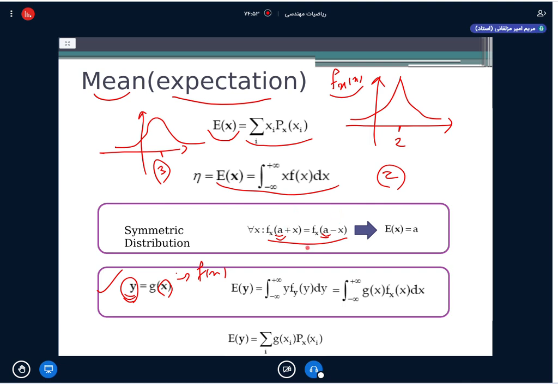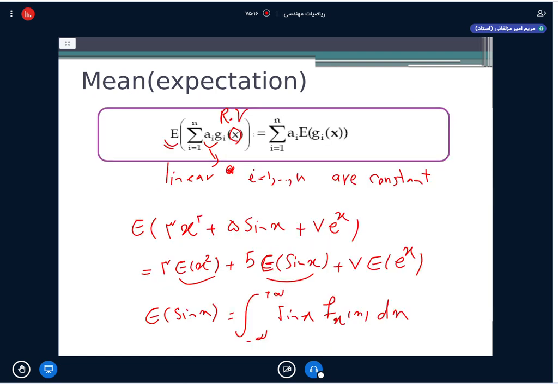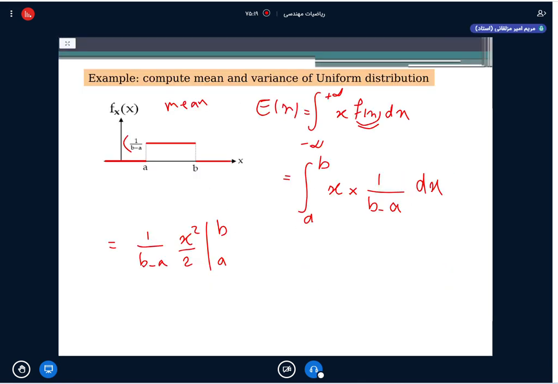Pay attention that here we talked about this property: if the PDF is symmetric around a point, for example, this PDF is symmetric around 2, so 2 is the mean of this distribution. Here the PDF is symmetric around 3, so 3 is the mean of these distributions. Here the PDF is symmetric around this point.